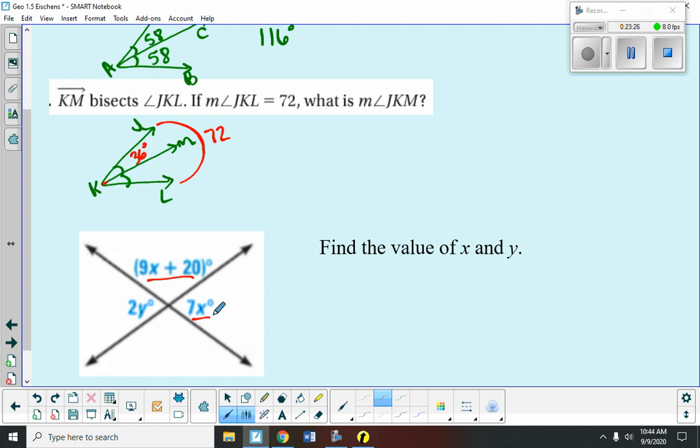Well, they are adjacent and also they are a linear pair, which means their sum is equal to 180. So we'll write an equation, 9x plus 20 plus 7x equals 180. So that gives us, we combine like terms, 16x plus 20 equals 180.